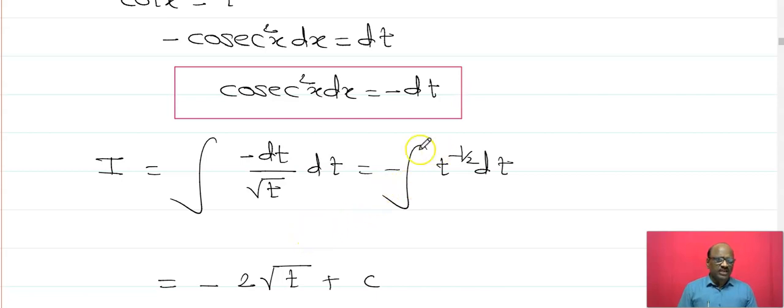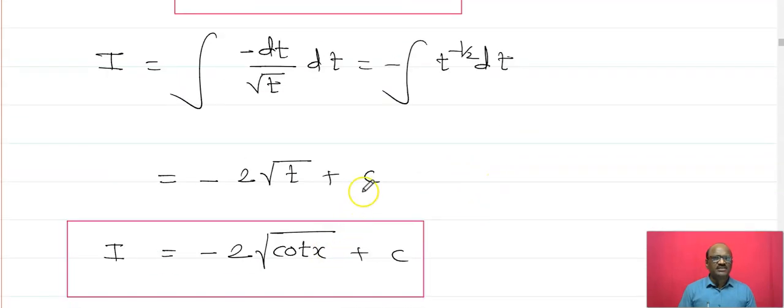Therefore that equals minus integral of t raised to minus 1 upon 2 into dt, and its integral is very simple, that is t raised to minus 1 upon 2 plus 1. It will become t raised to 1 upon 2, that is root of t, upon 1 upon 2, and it will become multiplied by the reciprocal, that will become 2. Therefore I equals minus 2 root of t. But what is t? t is cot x. Plus c.